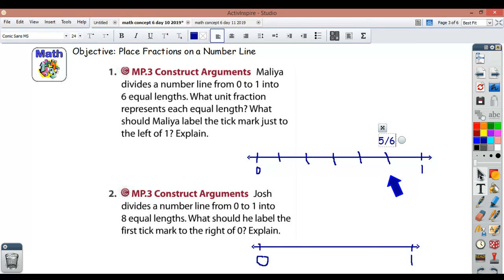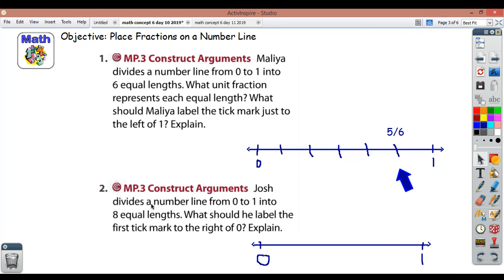Let's see what we have down here. Josh divides a number line from 0 to 1 into 8 equal lengths. 8 equal lengths. What should he label the first tick mark to the right of 0? Ooh, to the right. Okay, so let me mark that into 8 equal lengths first. Again, I'm going to be careful. I want to do 8. Well, I'll say no in the middle. I can divide all these up, right?